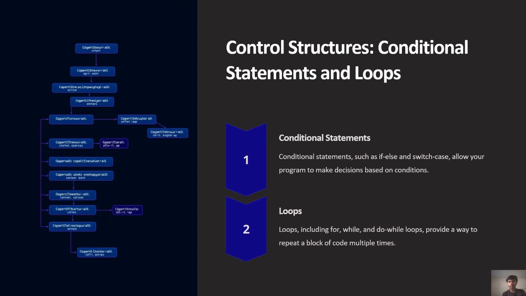Control statements, conditional statements, and loops. Conditional statements such as if else and switch case allow your programs to make decisions based on conditions. Loops, including while, do while, and for loop, are used to repeat a block of code multiple times.